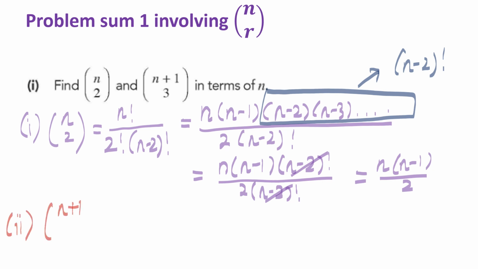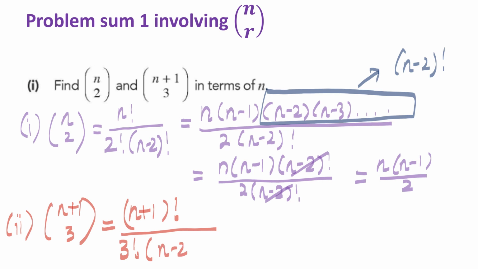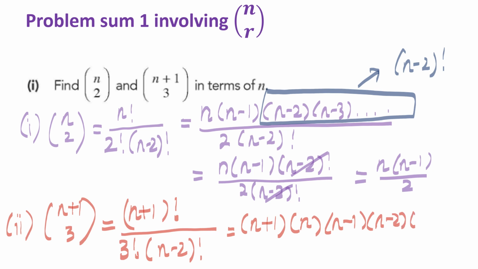So part 2. Okay, be careful, this is not a fraction now. Right, so that will give you (n plus 1) factorial over 3 factorial times (n plus 1 minus 3) factorial. Okay, n plus 1 minus 3. So n plus 1 minus 3 will be n minus 2. Alright, so (n plus 1) factorial is n plus 1, n plus 1 minus 1 gives you n, then n minus 1, then n minus 1 minus 1, n minus 2, then n minus 2 minus 1, n minus 3, so on and so forth.